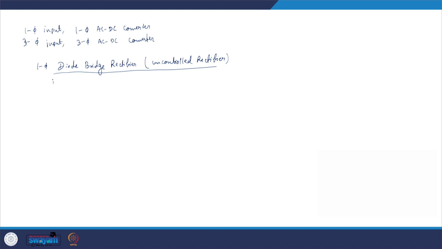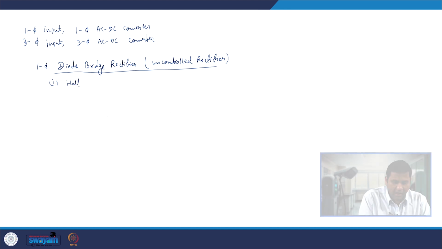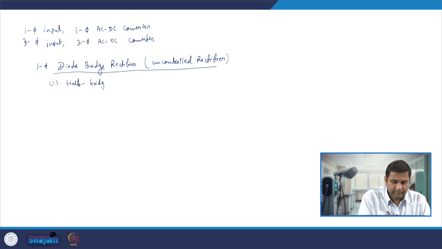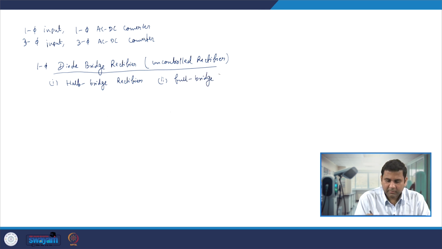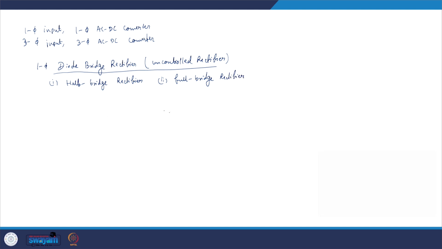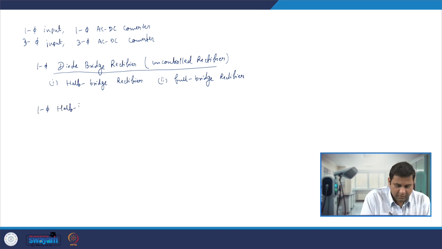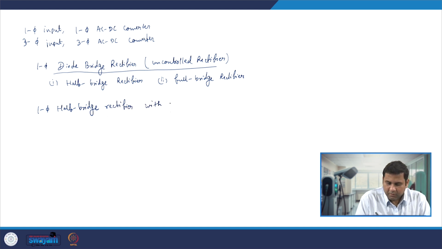We have first one, which is the half bridge rectifier, and the second one, which is the full bridge rectifier. So, let us discuss the single phase half bridge rectifier with resistive load.